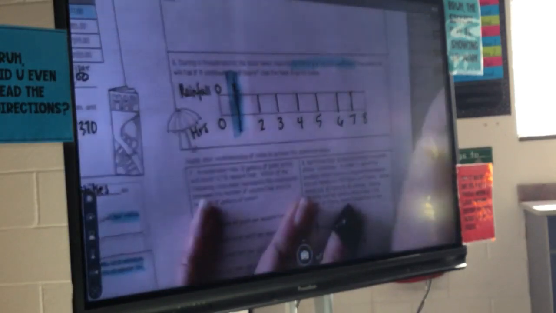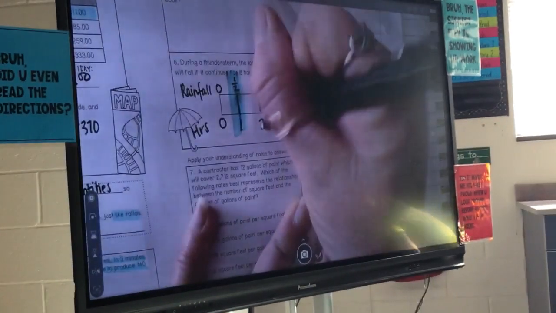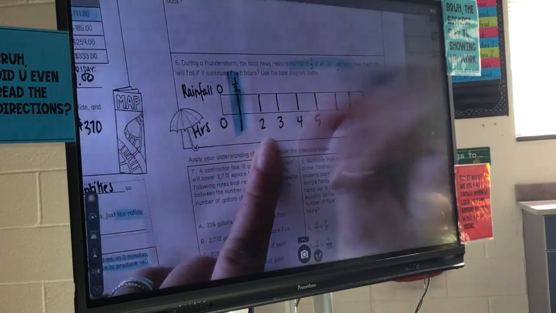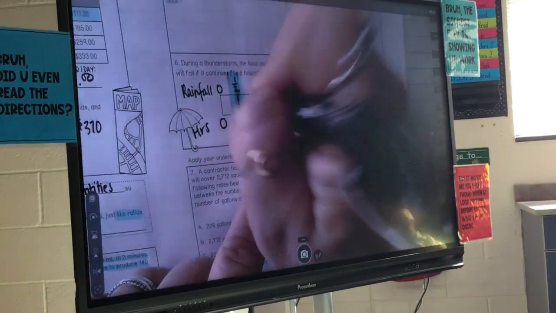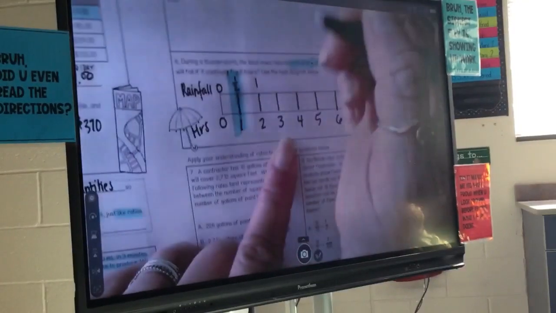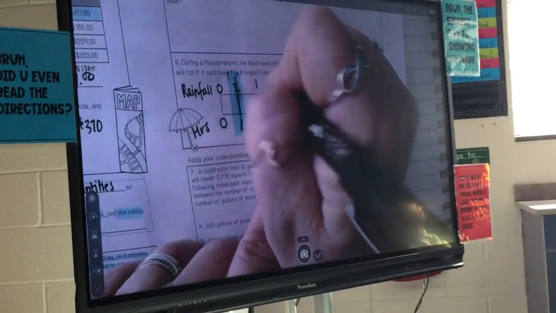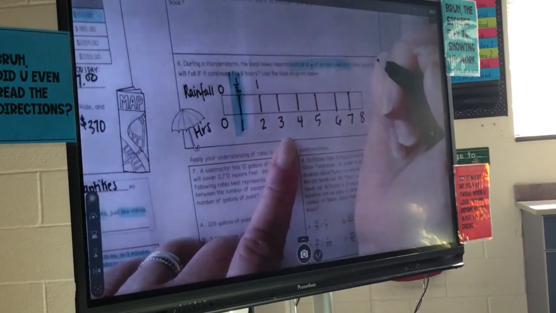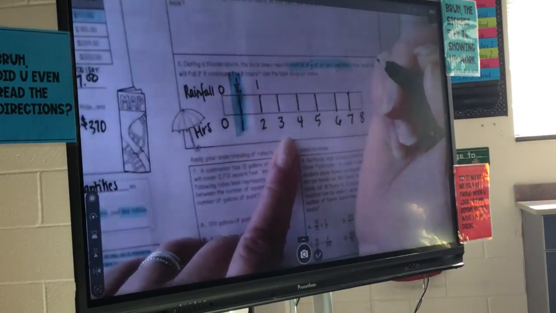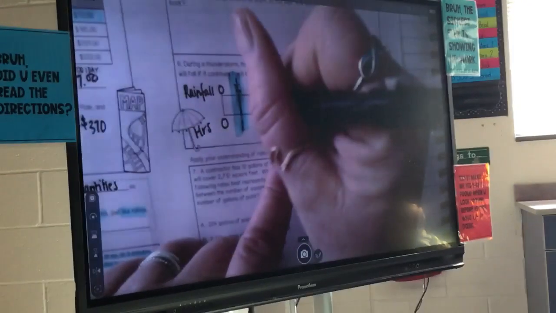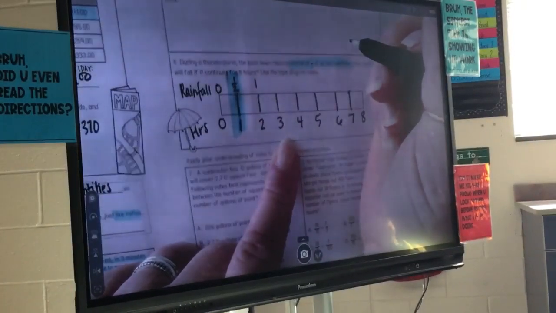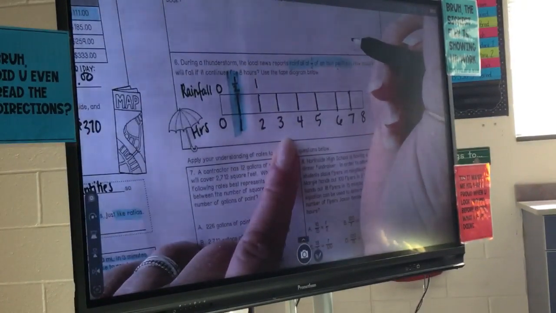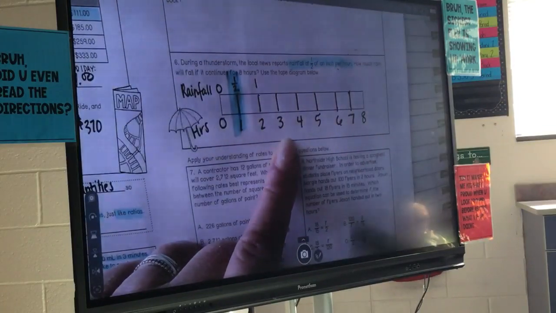All right, have a seat. So, what is my rate for 2? Like, how much rain do I have at 2 hours? Samantha, how much rain do I have at 3 hours? Gabriel? No. 2/4. Baby, that's 1 whole. It's not 2/4. 2/4 is half. Lord Jesus, take the wheel. Silas?